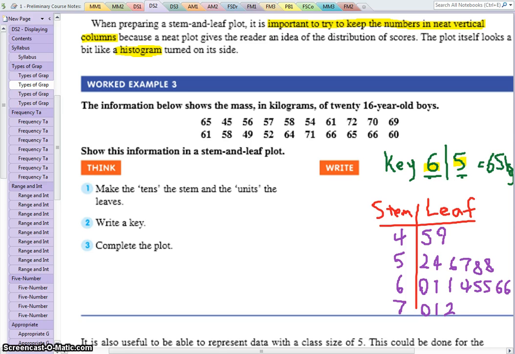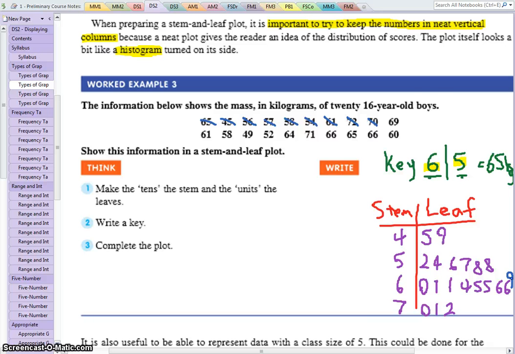65, I got that in there, yes. 45, yes. 56, yes. 57, yes. 58, yes. 54, yes. 61, yes. 72, yes. 70, yes. 69. I don't have a 69 up there. So that's the one I'm missing. And that's ugly as, but there it is. Okay. I hope that makes sense.